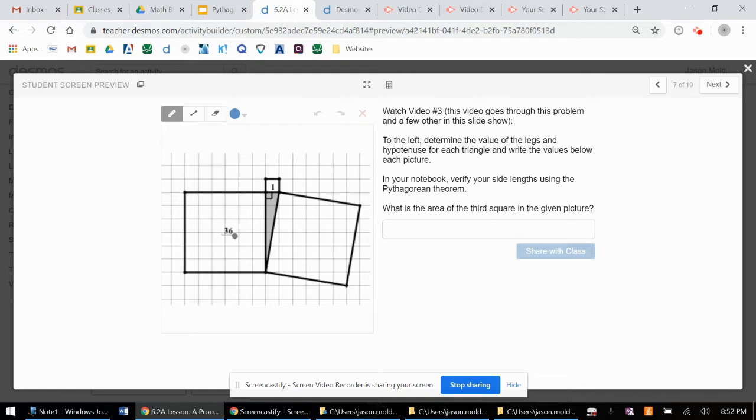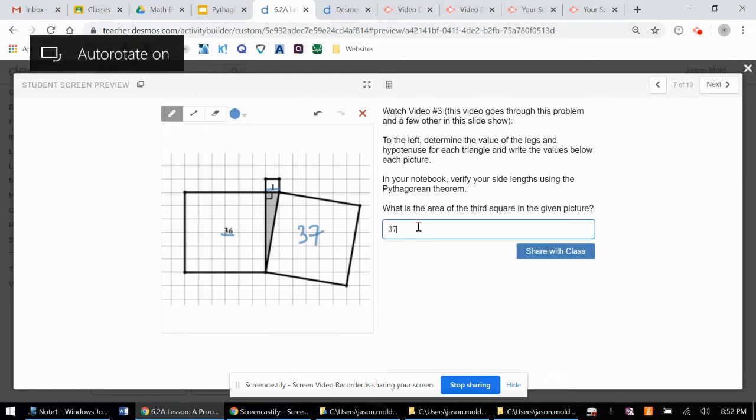So if this one has an area of 36, because you can also tell it's a 6 by 6, and this one has an area of 1, then that must mean that the area of this one is 1 plus 36, which is 37. So we know that that's 37. And now, to prep ourselves for upcoming lessons, we're going to verify this, as well as actually, I believe it says to write the lengths of the legs.